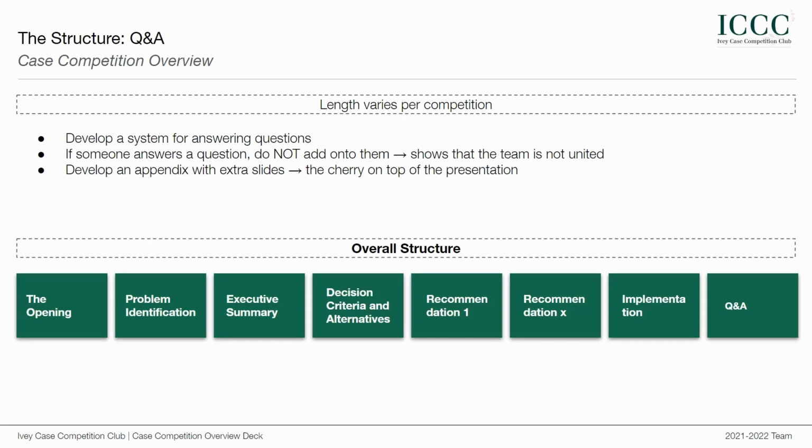The second part, and this is really important, is if someone answers a question from Q&A, don't add on to them. If there was a question about recommendation 1 and Jess answers it, once Jess stops talking, I'm not going to say, thanks, Jess, and add on. It makes it sound like your team is uncoordinated and that you're unsure of how to respond. So just let one person answer per question and don't try to extend it.